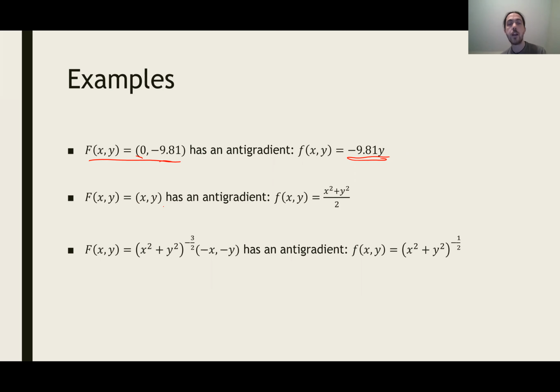This function (x, y) also has an anti-gradient. The anti-gradient is (x squared plus y squared) over 2. And this function over here is also one that has an anti-gradient. You can check that if I take the gradient of this function on the right, I get this vector field on the left. So all of these are kind of important. This one on the top and the bottom one are related to gravitation. The top one is gravity on Earth, and the bottom one is kind of gravity pulling towards a central mass of some type.